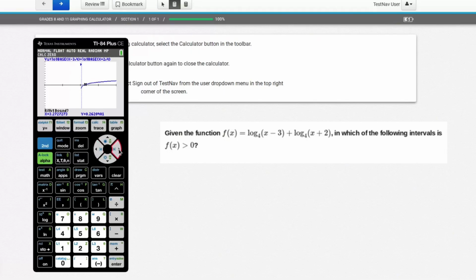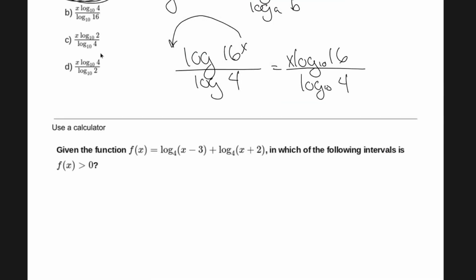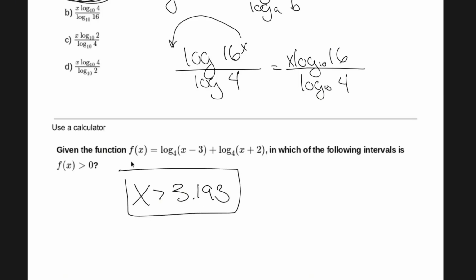Go to the right, hit enter again, and that happens to be 3.1925, so 3.193. So let's go back and write that out. All right, so our magic number was 3.193, so x has to be greater than 3.193. I left all that space for nothing.